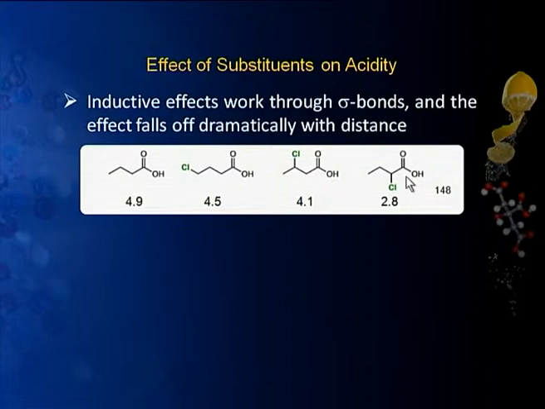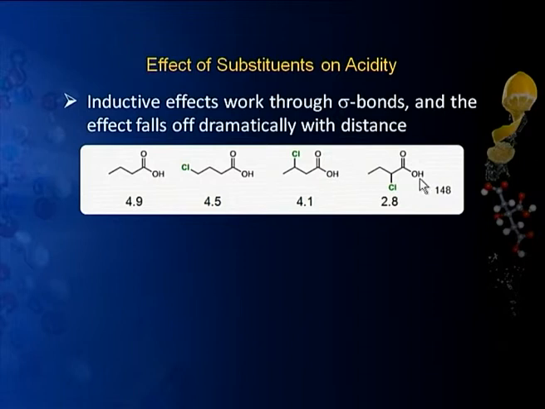Like we have this acid where this chlorine is present at carbon number 2, in this at carbon number 3, in this at carbon number 4, and here there is no halogen. It is butanoic acid. We have 2-chlorobutanoic, 3-chlorobutanoic and 4-chlorobutanoic acids. What do we find? The pK for butanoic acid is 4.9.